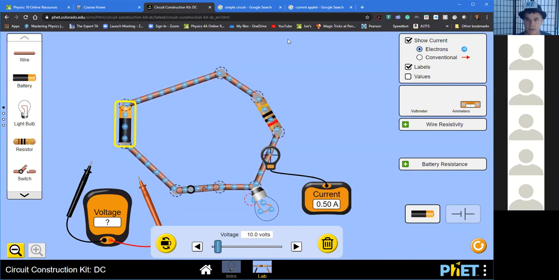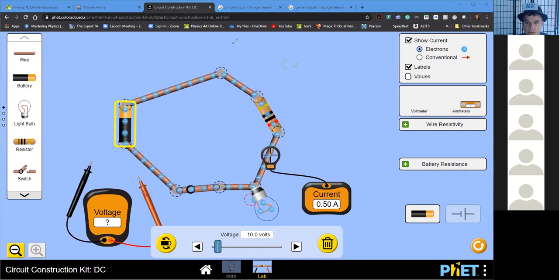Again, the relationship is, let me annotate, draw: current is proportional to voltage. Your book writes proportional as that little squiggly line.